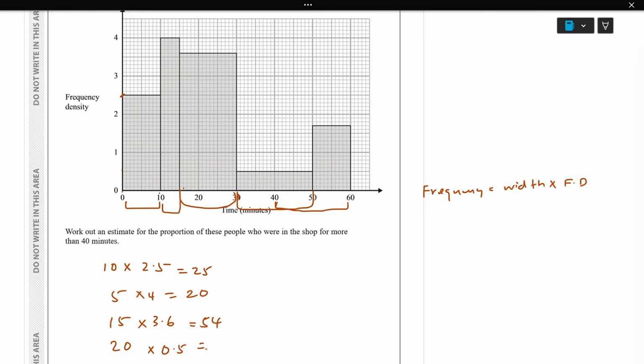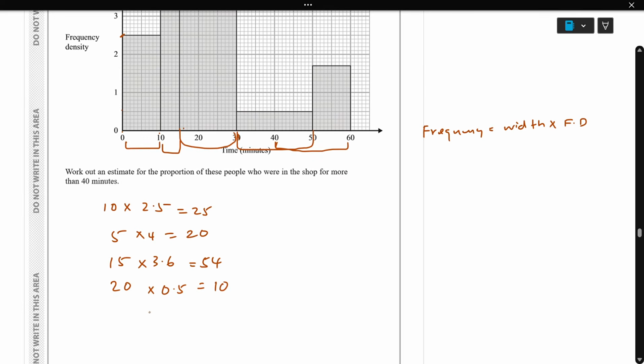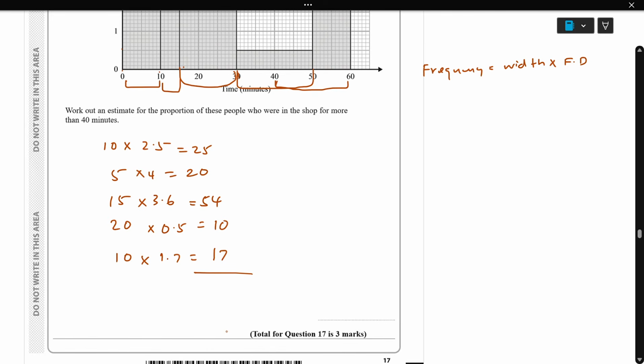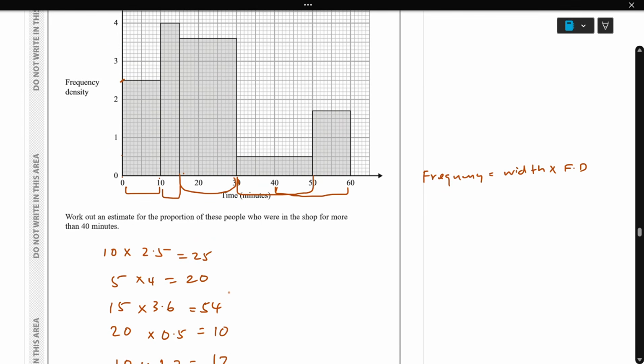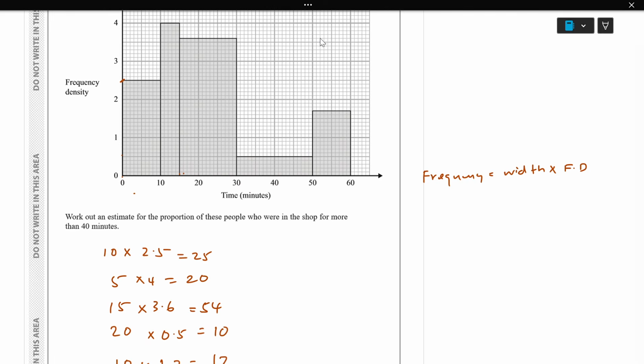Next duration going to be here to here. We can take 20. 20 times 0.5, which is 10. Next one going to be 10 times, what is the height, like 1.7. So 1.7 is going to be 17. The total frequency, when you add up all, we'll get 126.